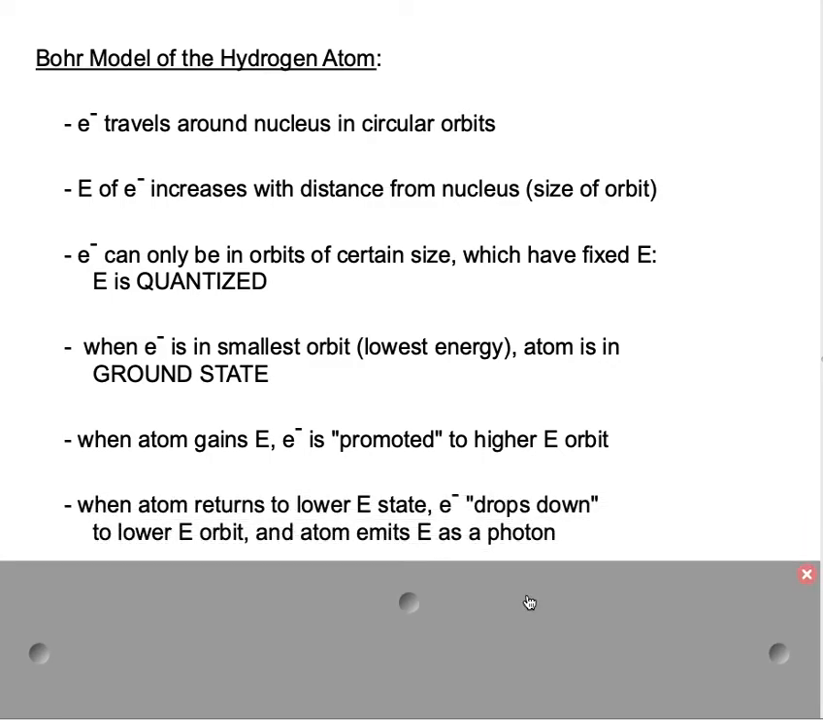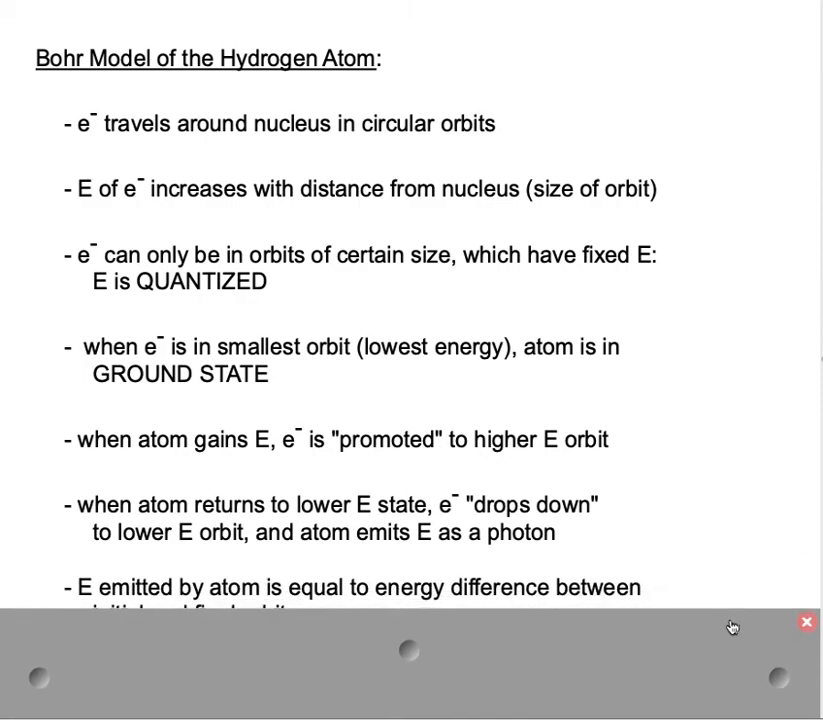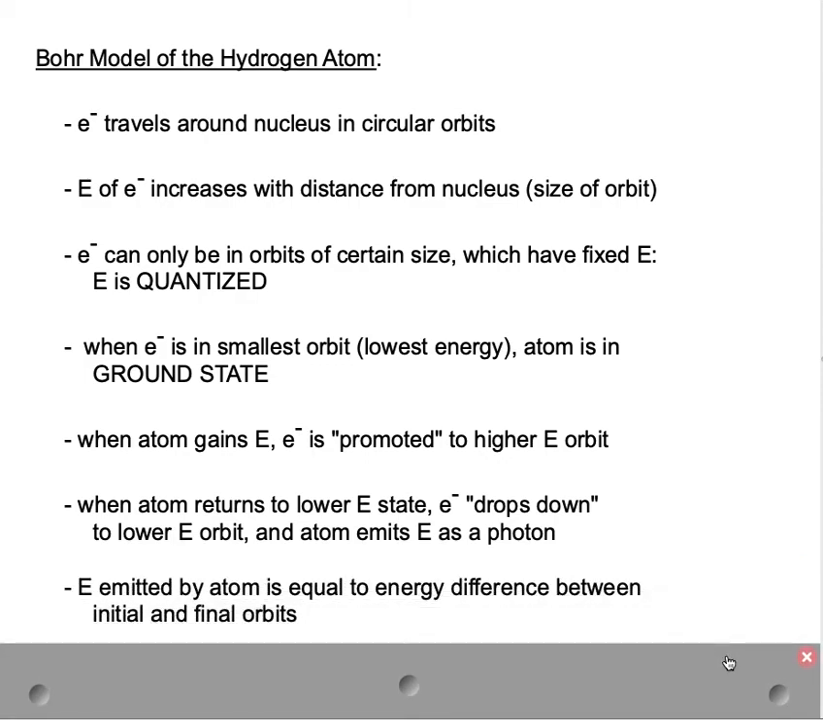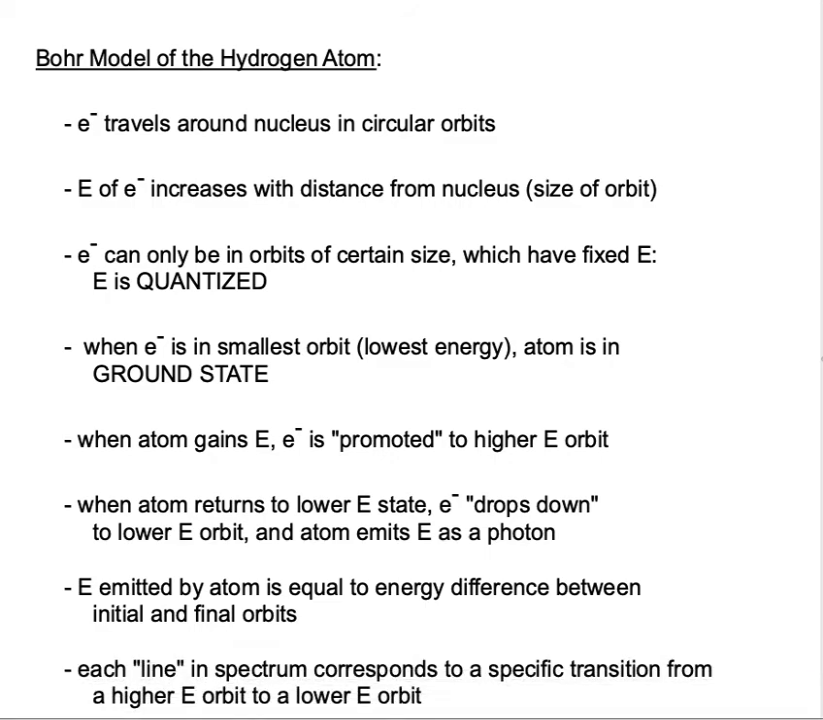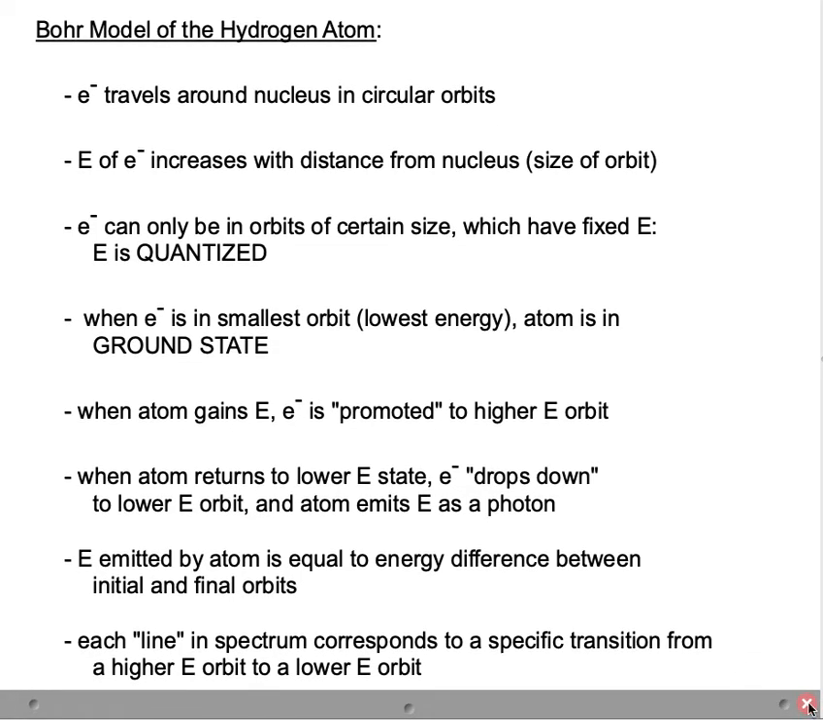When the atom returns to a lower energy state, the electron drops down to a lower energy orbit, and the atom emits energy as a photon of electromagnetic radiation. And the energy emitted by the atom, contained in that photon, is equal to the energy difference between the initial and final orbits. Each line in the spectrum, the red, the blue-violet, and so forth, corresponds not to a particular orbit, but to a specific transition from a higher energy orbit to a lower energy orbit.